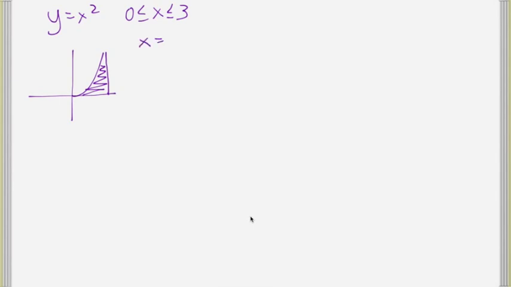Let's do a revolution problem. Let's say that we're going to do y equals x squared again. We'll go 0 to 3 again. I'm not feeling creative. And we're going to revolve that around the line x equals negative 1.